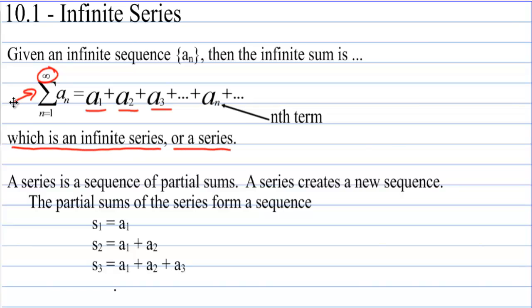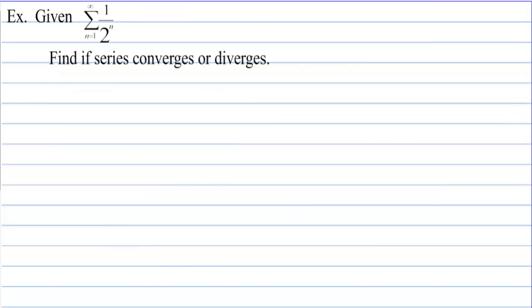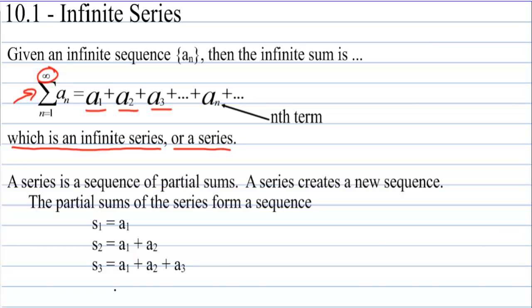As we go through these notes, let's look at a specific example. I have a specific example on the next slide. It's the sum of 1 over 2 to the n from n equals 1 to infinity. So let's write that. n equals 1 to infinity of 1 over 2 to the n. So this is 1/2 plus 1/4 plus 1/8 plus 1/16 plus 1 over 32.